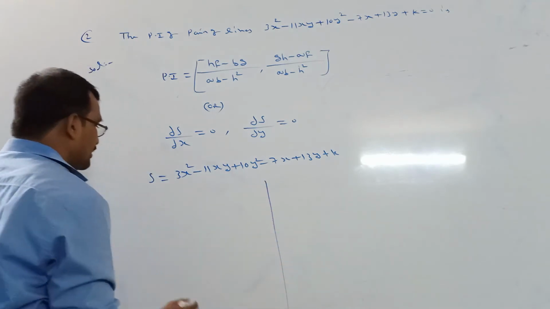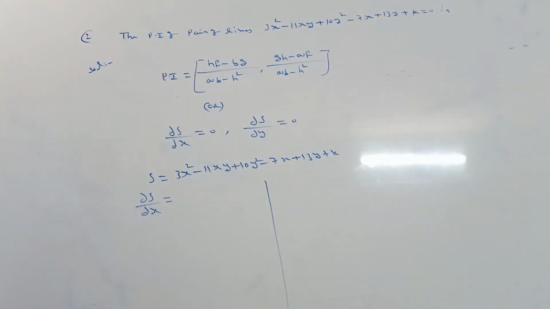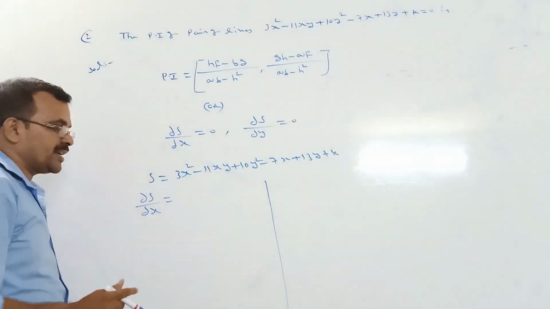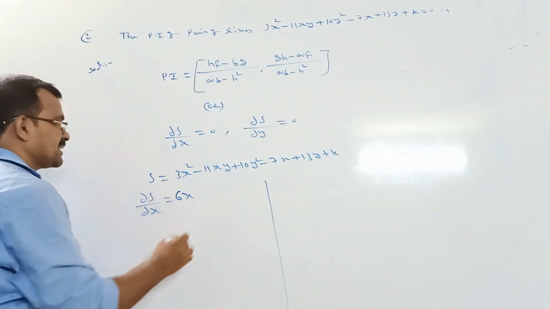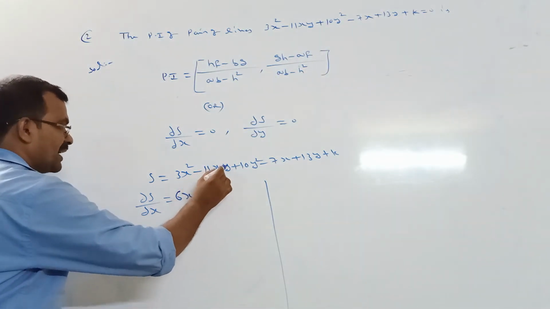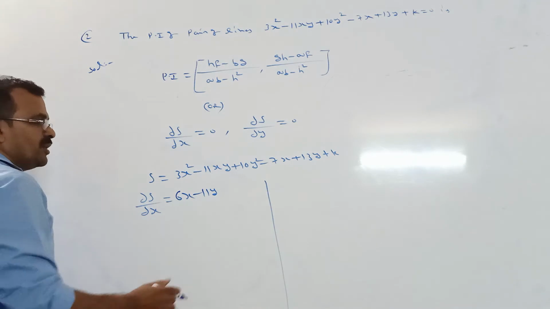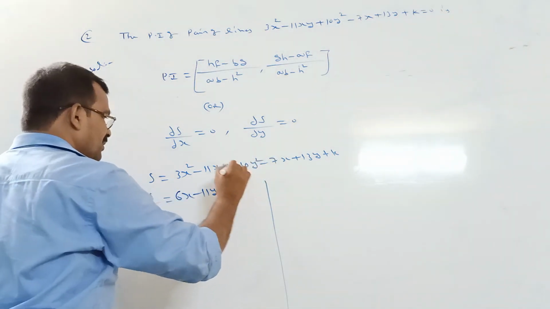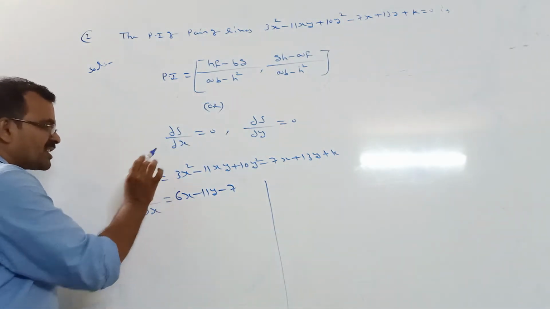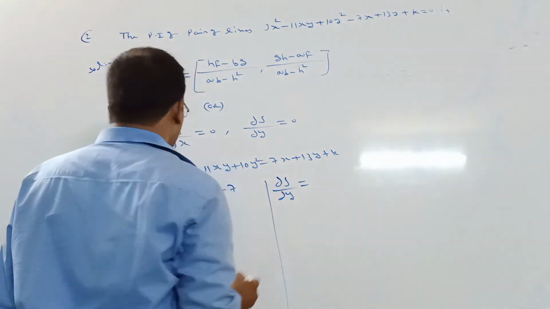How to find dou s by dou x? This is the partial derivative. Partial derivative means when you do the derivative with respect to x, treat y as constant. 3x square derivative is 6x. Here y is constant, x derivative is 1, so minus 11y into 1. Treat y as constant, so 10y square derivative is 0. Derivative of minus 7x is minus 7. 13y is 0, k is 0. This is the way to do the partial derivative. Next, dou s by dou y.